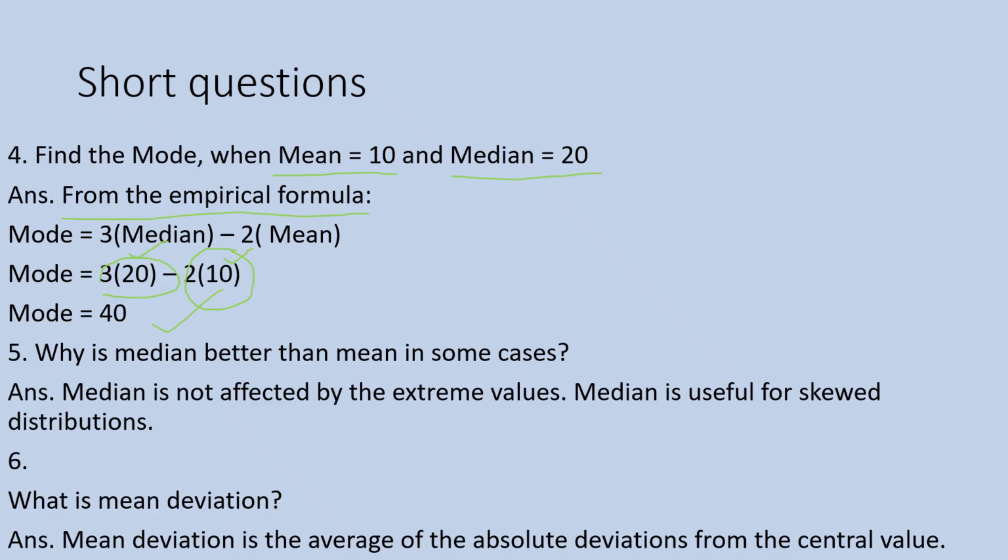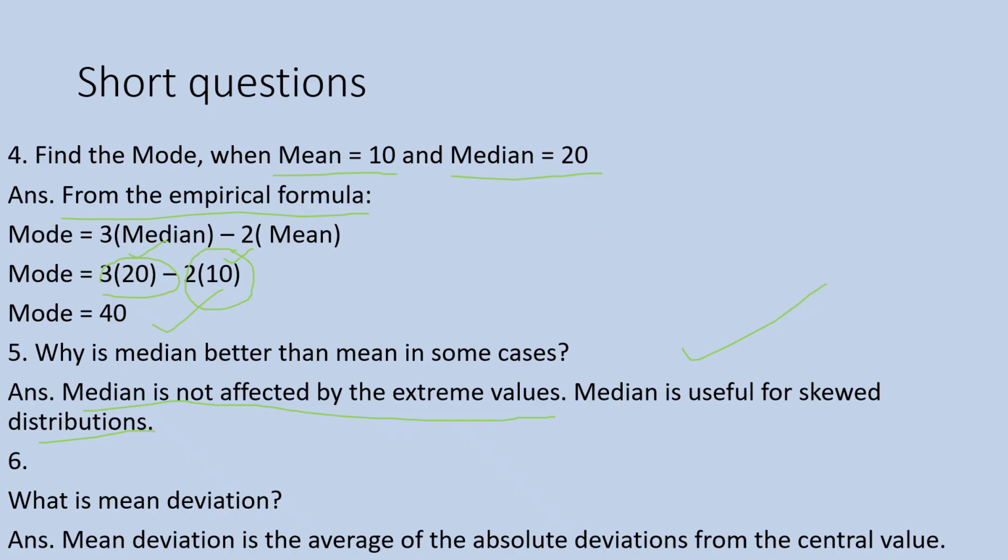The next question is, why is median better than mean in some cases? Because median is not affected by the extreme values, while mean is affected by extreme values. So median is better than mean. Then, median is useful for skewed distribution, while mean will not be used for skewed distribution.